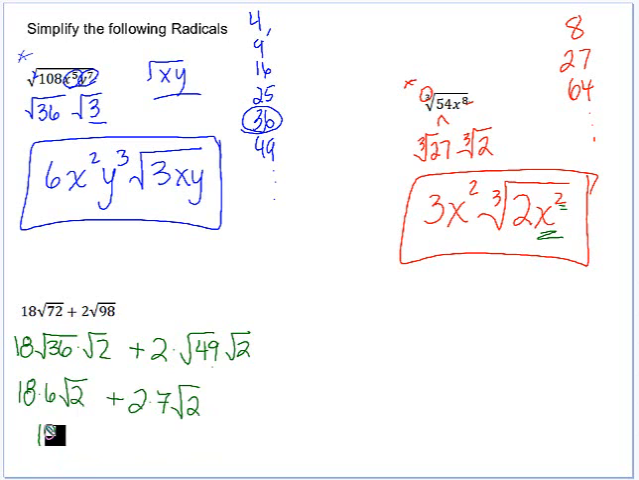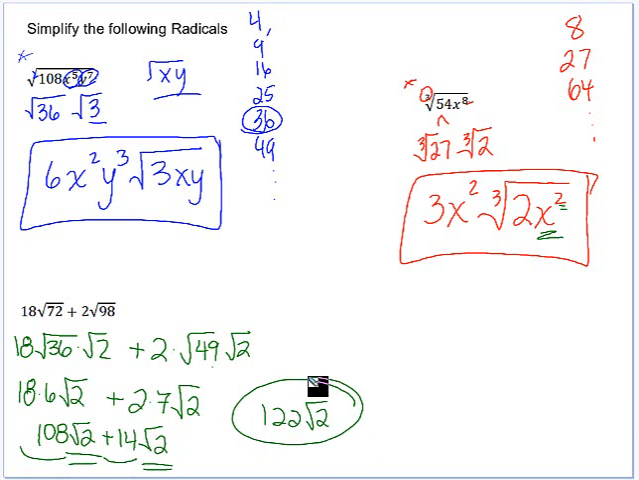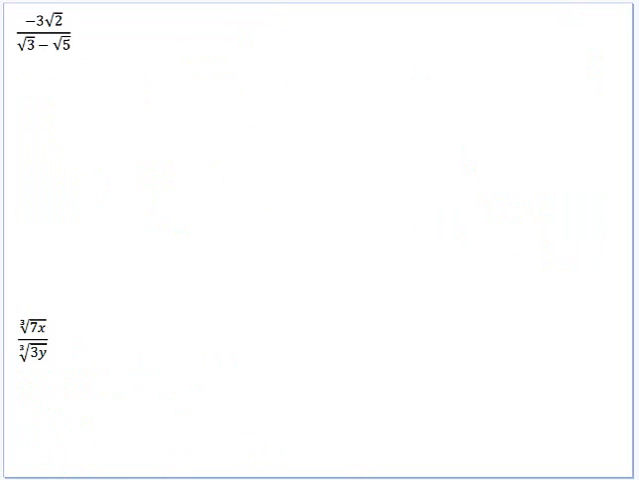18 times 6 is 108. So this is 108 square root of 2. Plus 2 times 7 is 14. So 14 square root of 2. The square roots of 2 are alike. So we just have to add 108 plus 14, which is 122. And then square root of 2. So that's simplified.